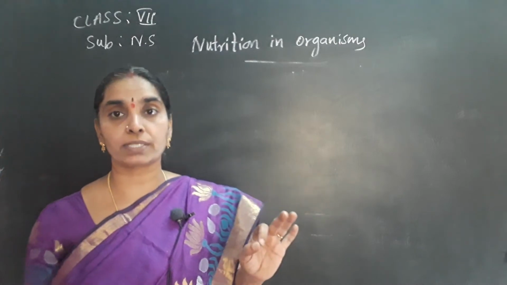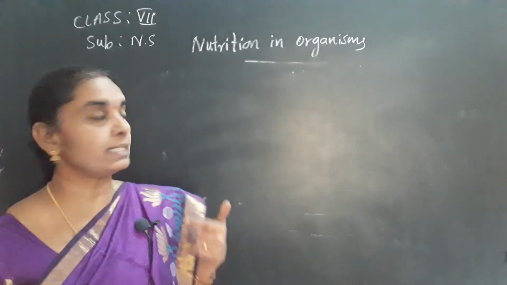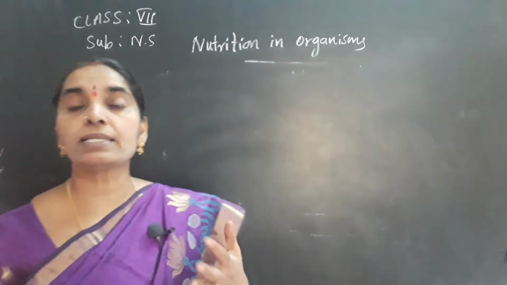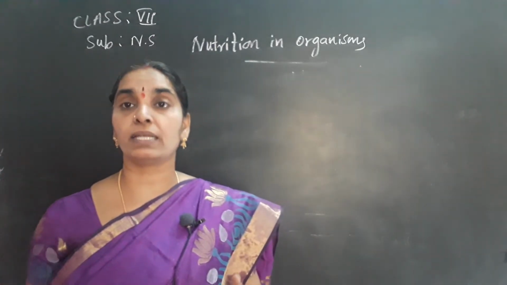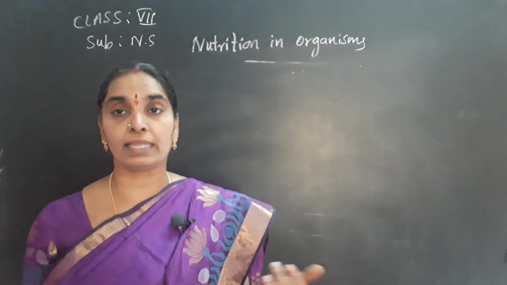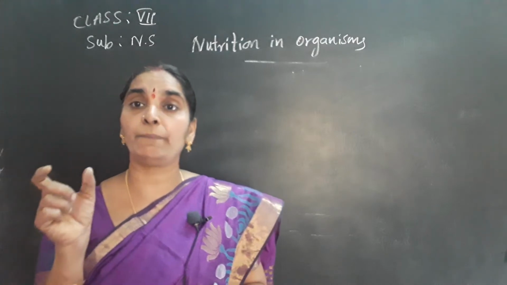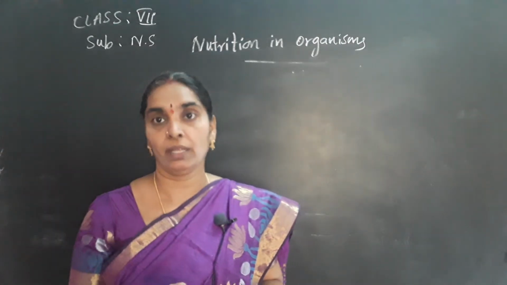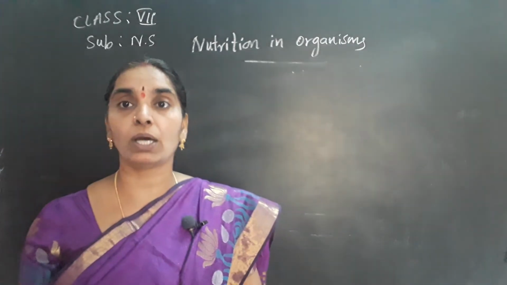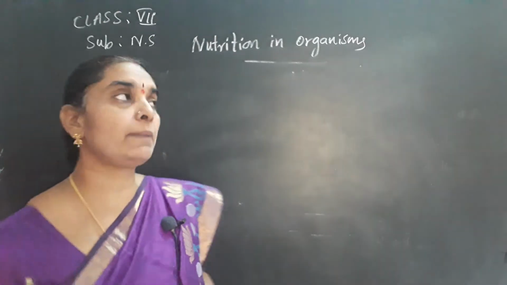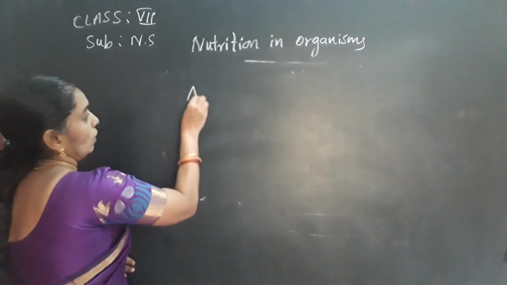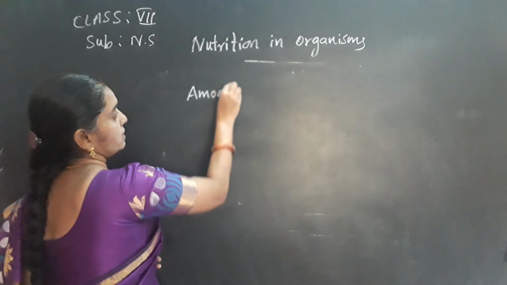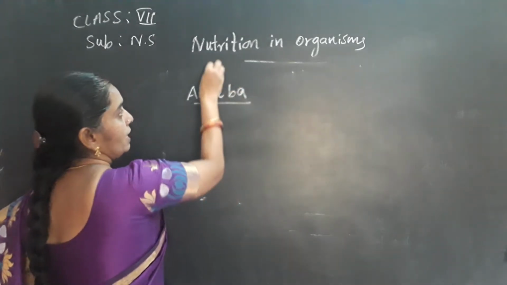All the life processes are performed by that single cell only. Whereas multicellular organisms contain more cells in their body, and each cell performs a specific function. So amoeba is a unicellular organism. Now we are going to see nutrition in amoeba.